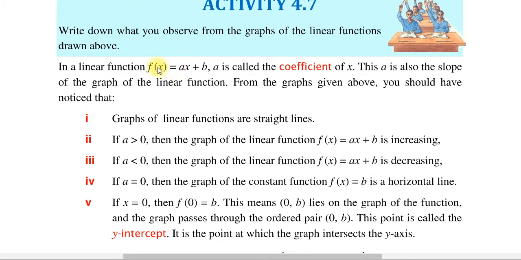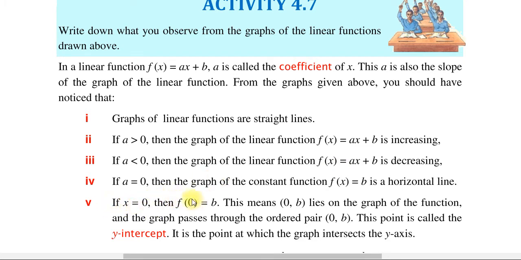If f of x is equal to ax plus b is given, the graph is a straight line. If a is greater than 0, then the graph of the linear function f of x is equal to ax plus b is increasing. If a is less than 0, the graph of the linear function is decreasing. If equal to 0, it is a constant function, a horizontal line.